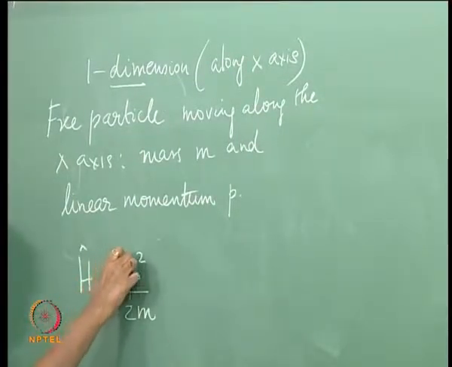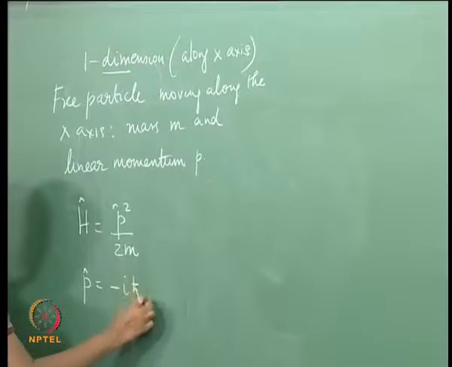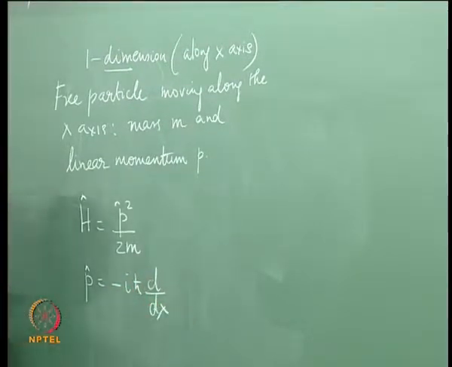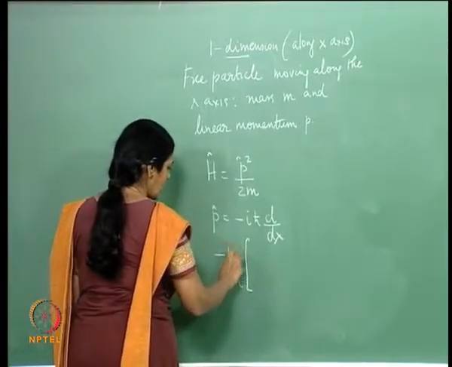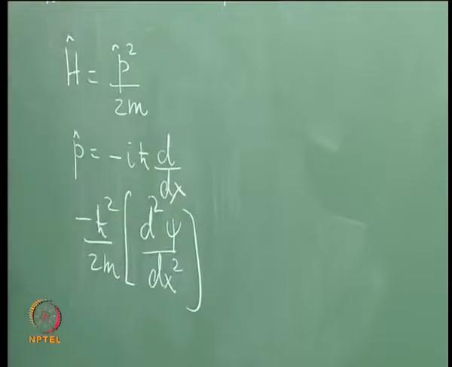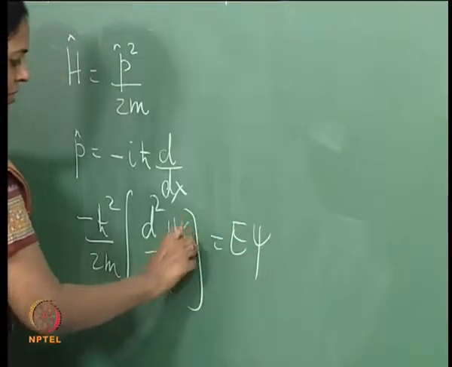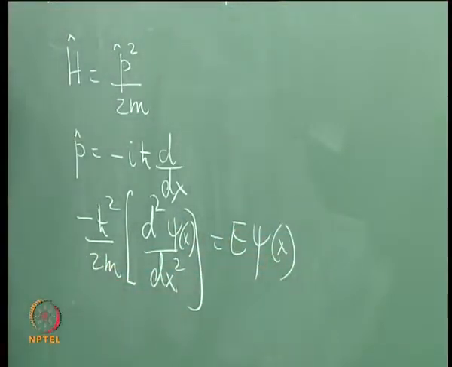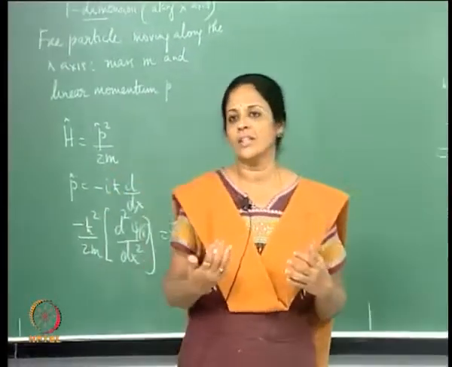H is an operator and p is an operator, and because we are working in the position representation, and it is a one dimensional problem, p is minus i h cross d by dx. So we have the equation minus h cross squared by 2m d2 psi by dx squared is E psi, where psi is a function of x. This is the eigenvalue equation that one needs to solve in order to find the energy eigenstates.